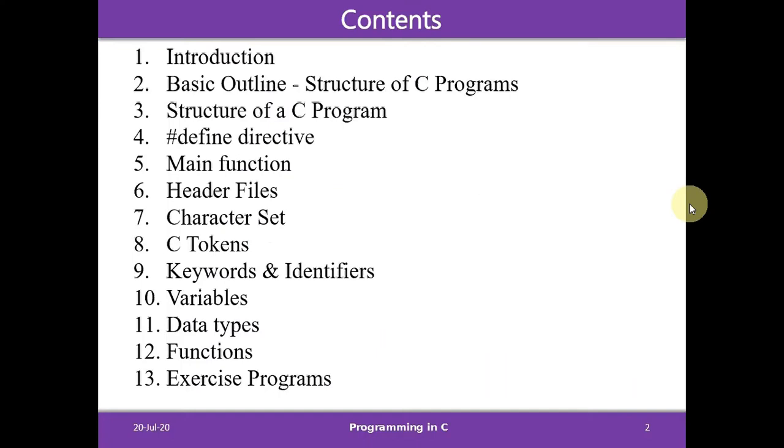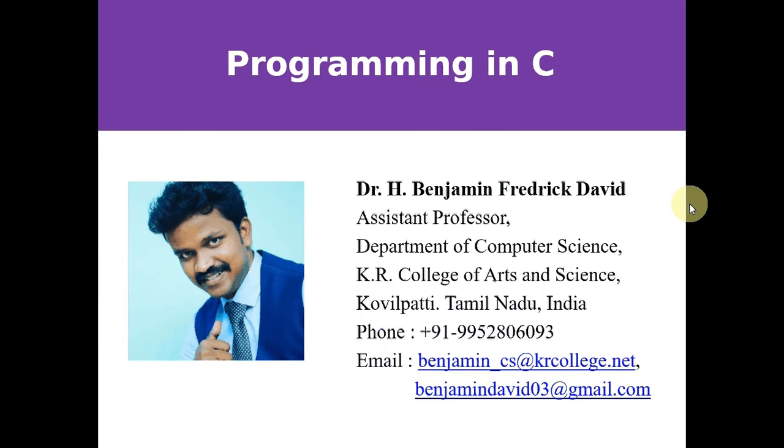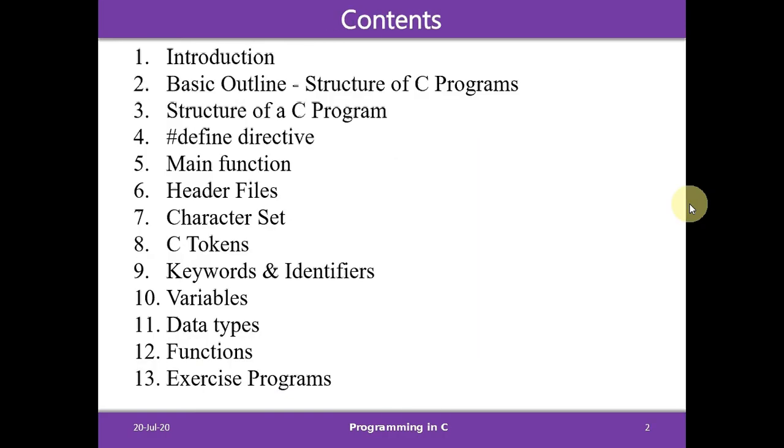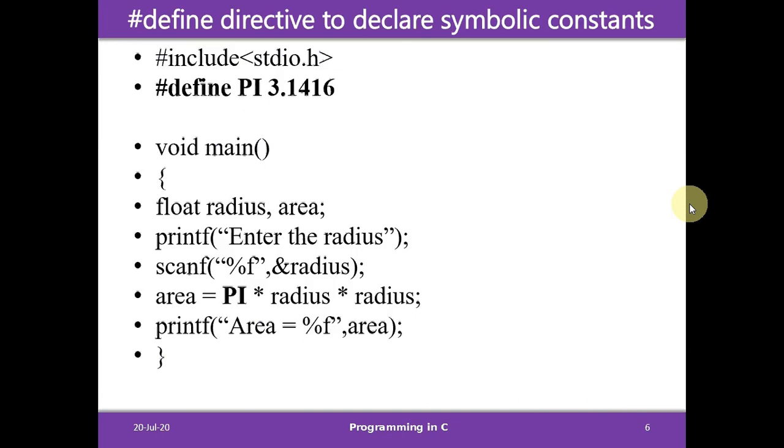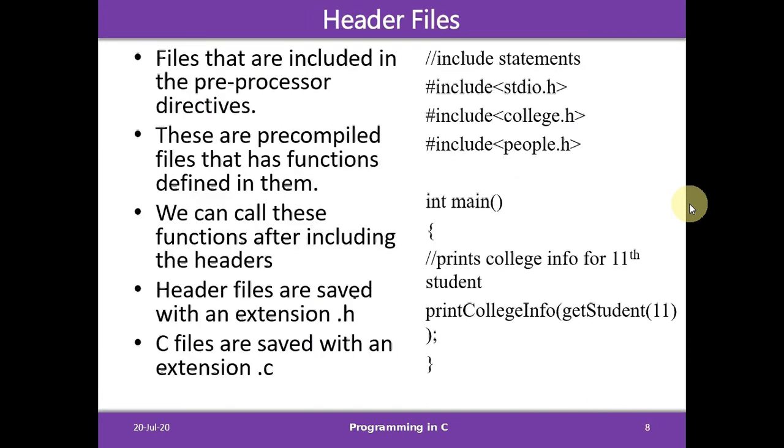Okay, so welcome to another session of my programming tutorial, and in this I'll be continuing from where I left off in the previous class. So till now we have seen what header files are, the character set, and we'll just now see about character sets, the C tokens, keywords and identifiers, variables, data types, and also a little intro about functions, and also we'll see various exercise programs after this session. So these are the things that I've talked about earlier.